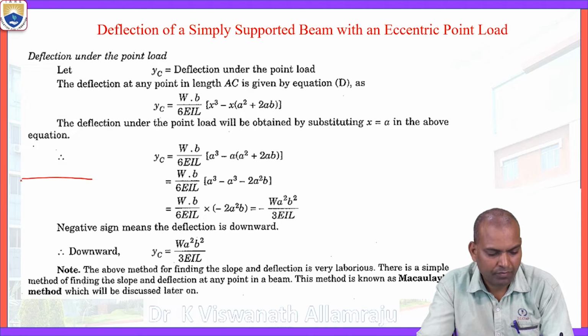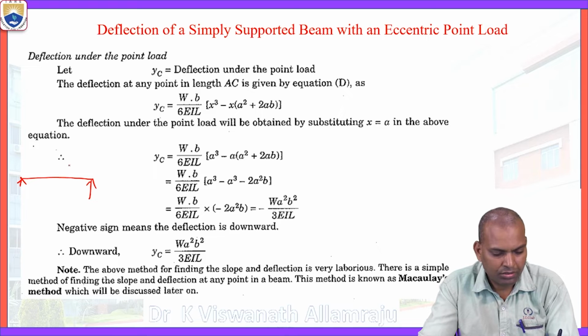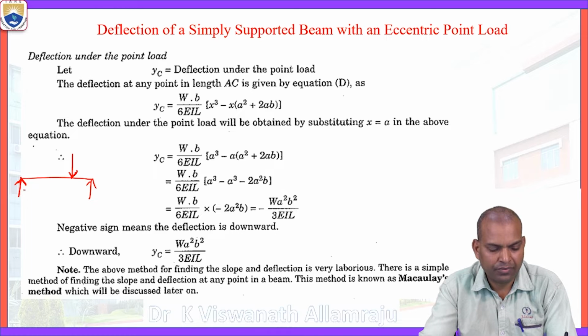beam, that is the eccentric load of a beam. Eccentric load means not at the center of the beam. It is away from the center, either towards left or towards right. It is distance A from support A and distance B from support B. The span of the beam is L.